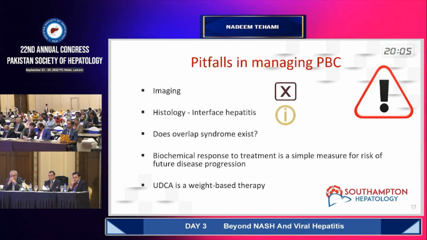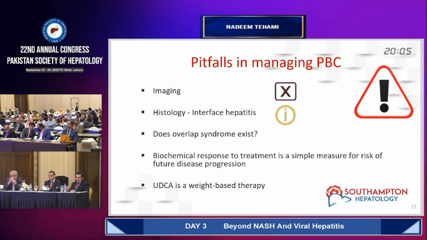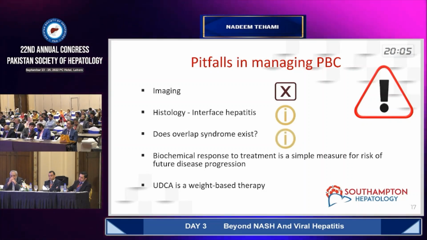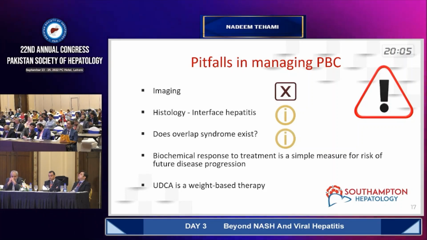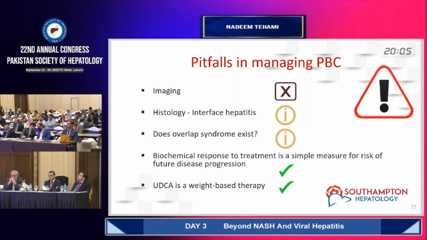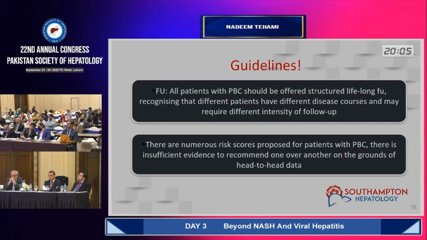We will talk about histology a little later, but we know that patients may have interface hepatitis, which is not a pathognomonic sign of autoimmune hepatitis. I shared the International Autoimmune Hepatitis Group consensus statement, essentially stating that overlap syndromes do not exist. We know that the biochemical response to treatment is the simple measure for risk of future disease progression, and ursodeoxycholic acid should be a weight-based treatment.